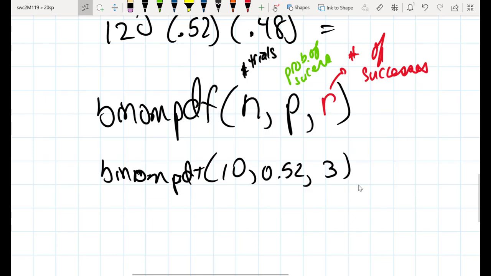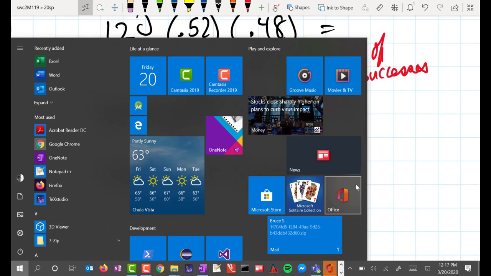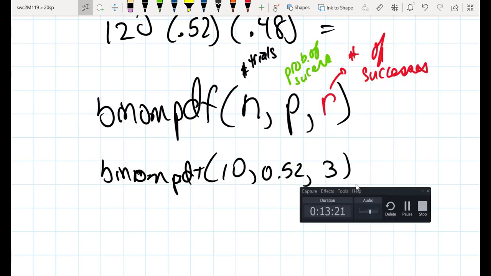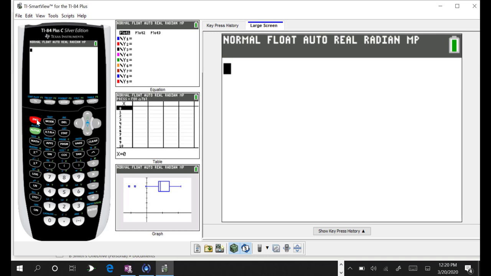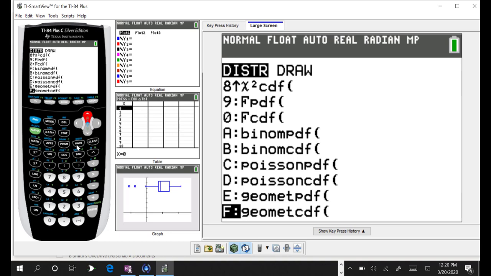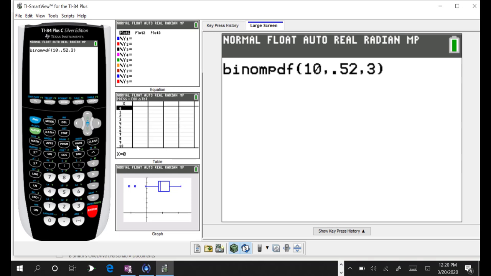Let's pull up our calculator. Okay, so let's plug this into our calculator. Second, distribution, and binomPDF: 10 trials, probability of success is 0.52, and then we're interested in exactly 3 successes. Paste that and we get a value of 0.099.